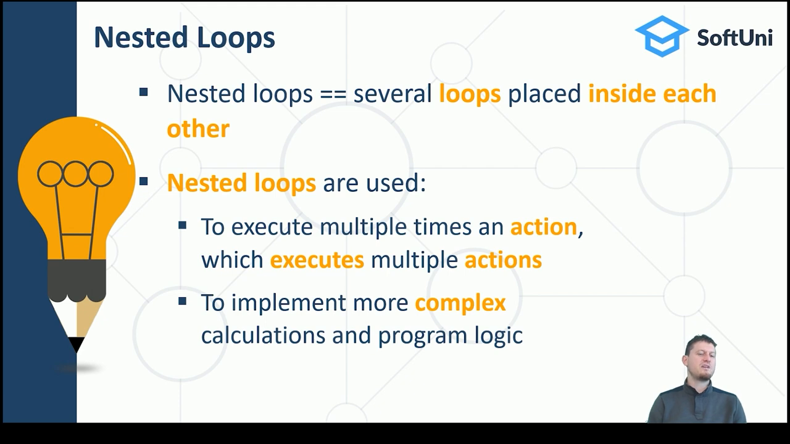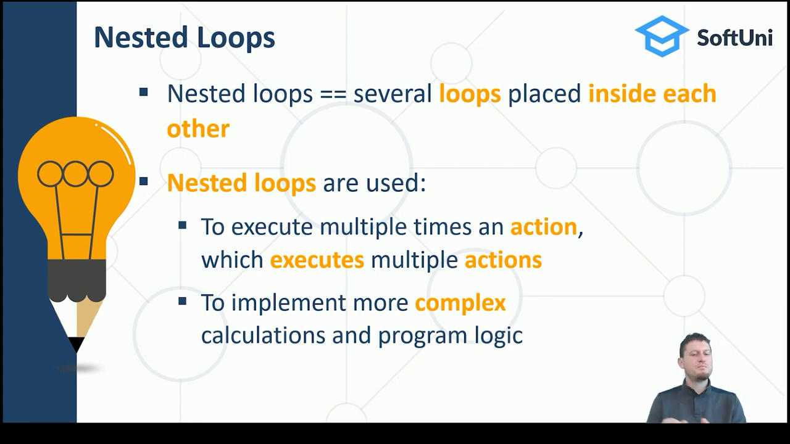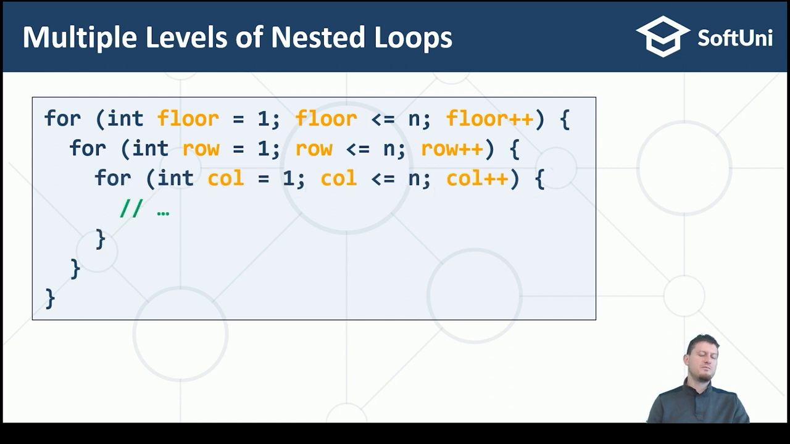A typical situation is to have rows holding columns. We have multiple rows and each row holds multiple columns. Let's see this example. In this example, we have floor from 1 to n, row from 1 to n, and column from 1 to n. For example, assume we have a cinema consisting of three floors. At each floor, we have a cinema hall, where we have n by n rows and columns. So let's see this. I'll show you.